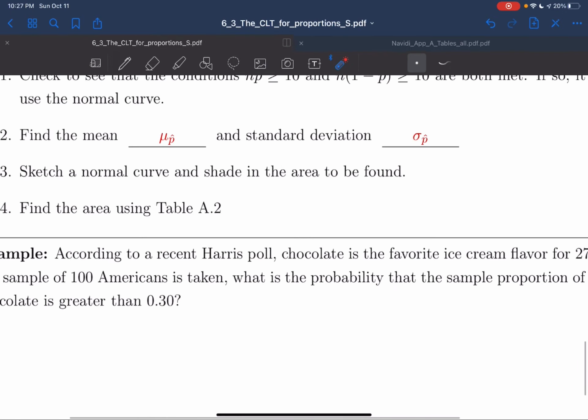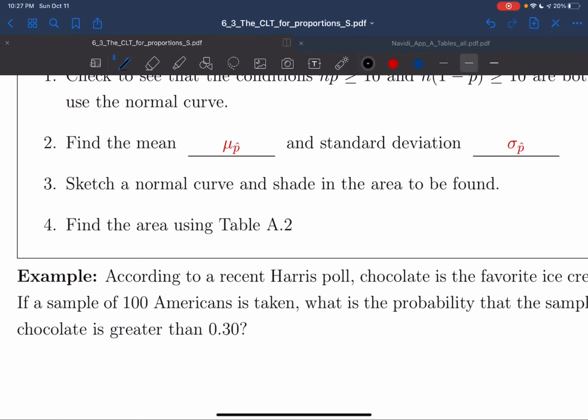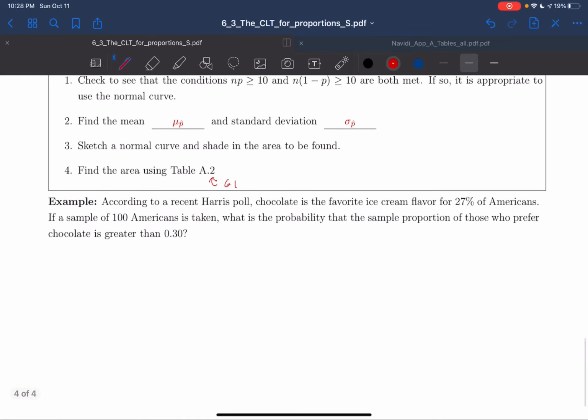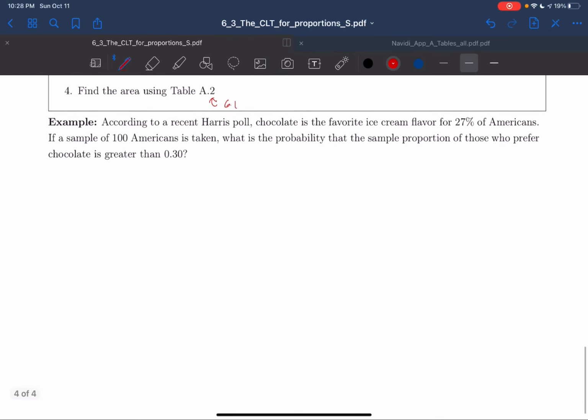And if you need a little bit of a refresher, we talked about this part in 6.1, just in case you want to review. Okay, so let's do an example that combines all of these ideas together.